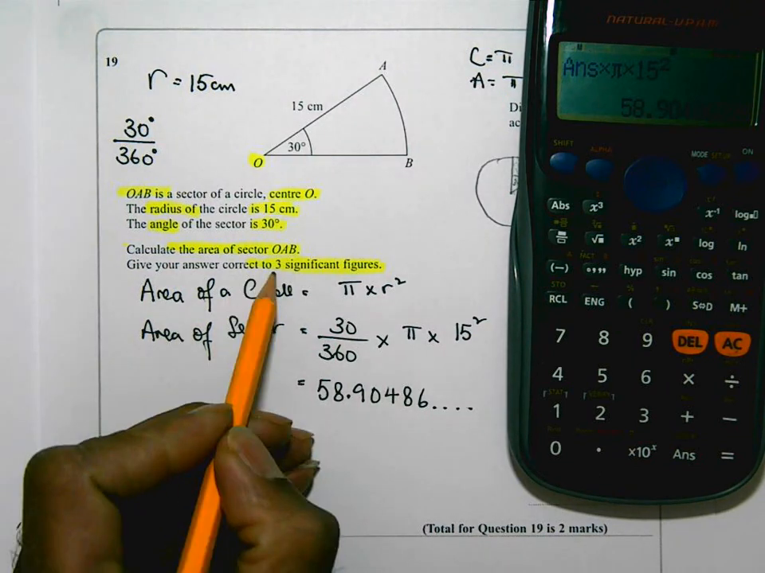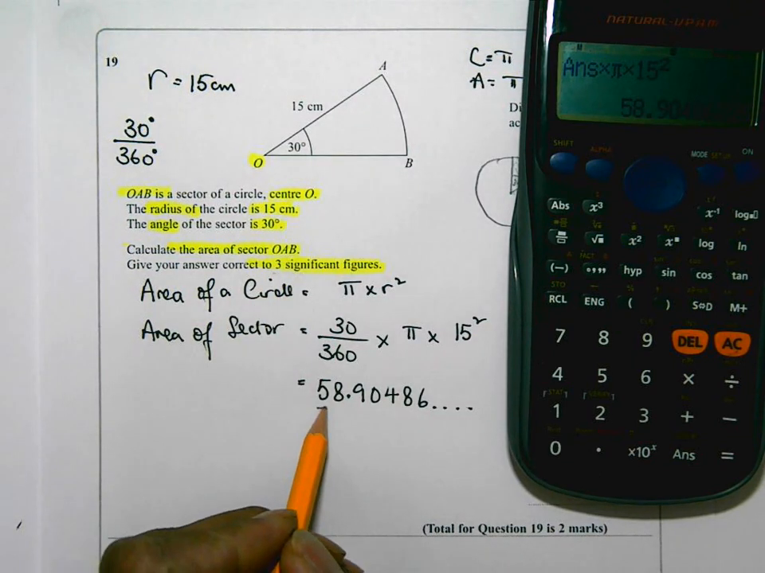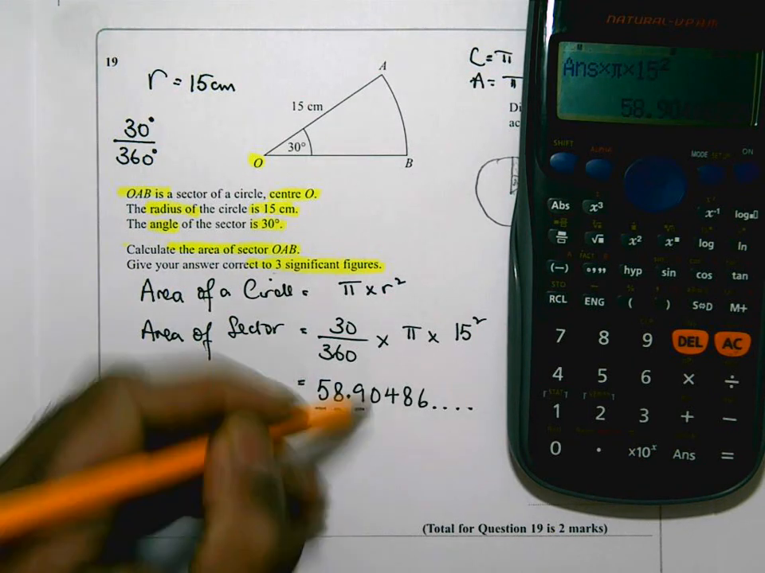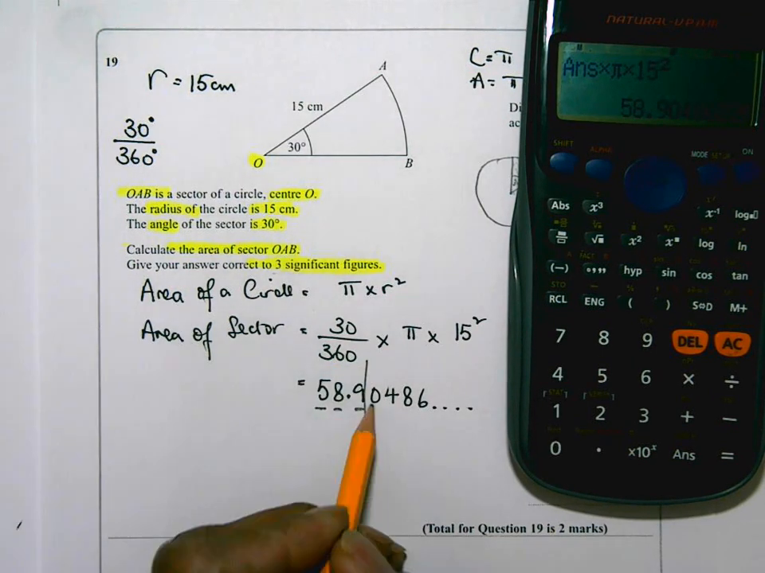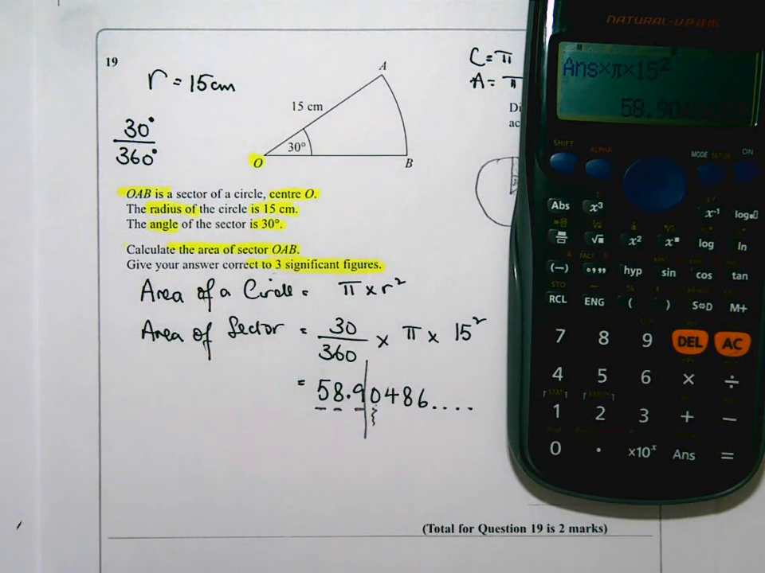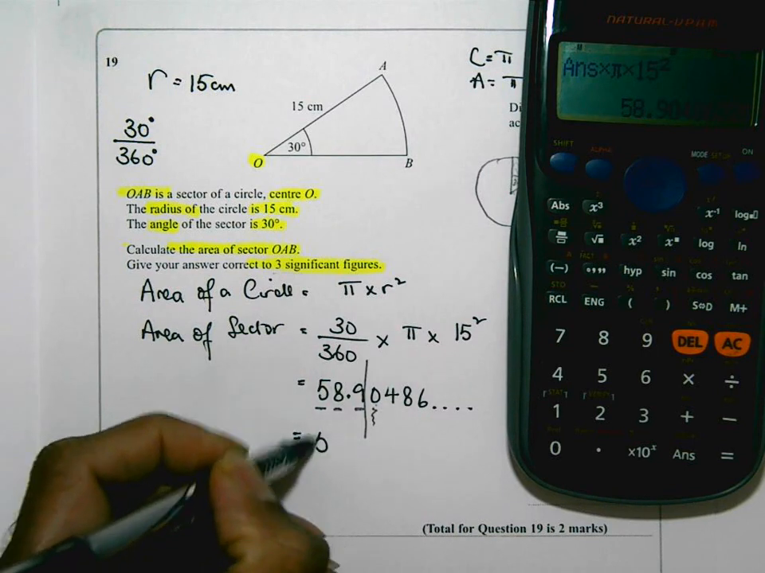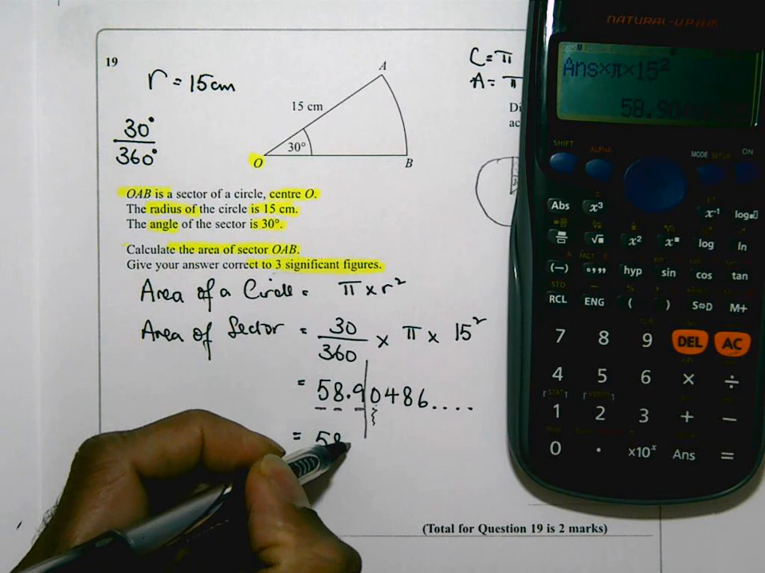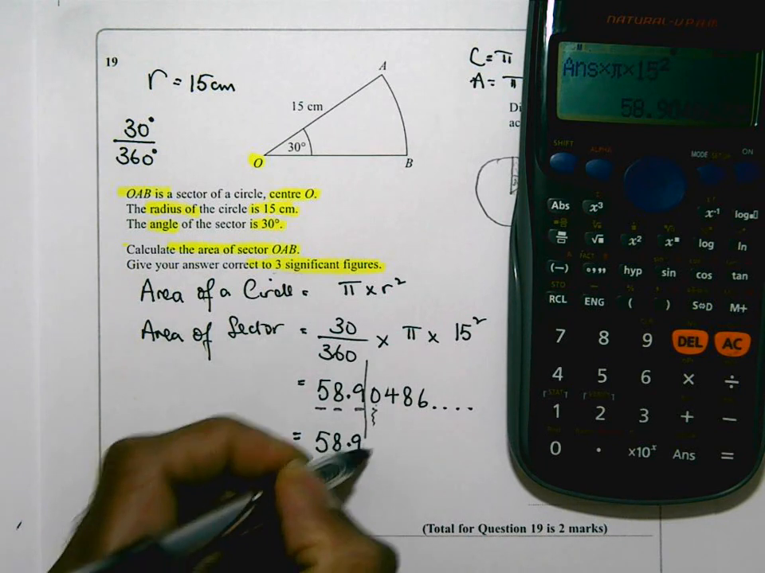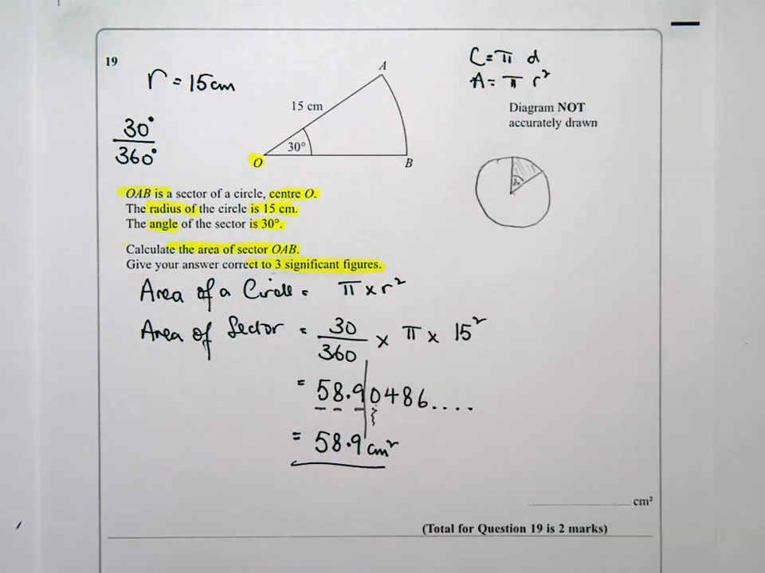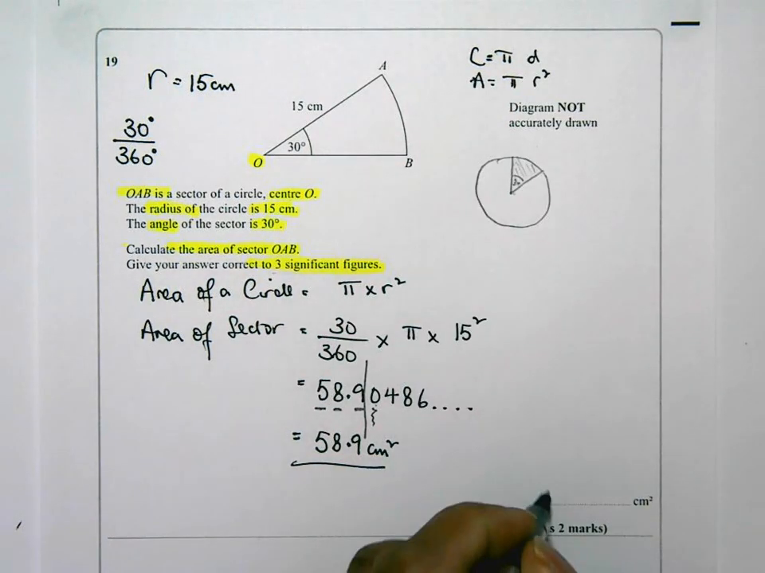But the question said to write my answer to 3 significant figures. So for significant figures, remember, you count from the front, 1, 2, 3, and we're going to chop it off there. The next number along is a 0, which is less than 5. And because it's less than 5, that means I don't need to do any rounding. My answer is going to be 58.9 centimeters squared. And I'm going to write that in the answer space. 58.9, and there we've got centimeters squared.